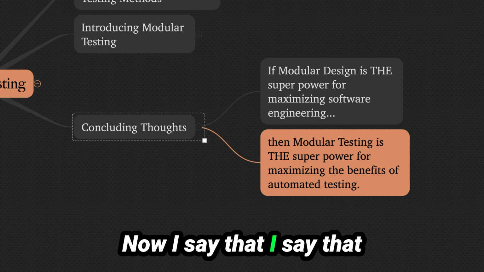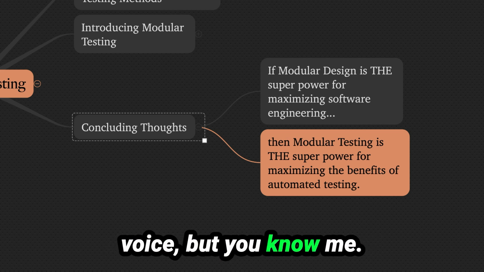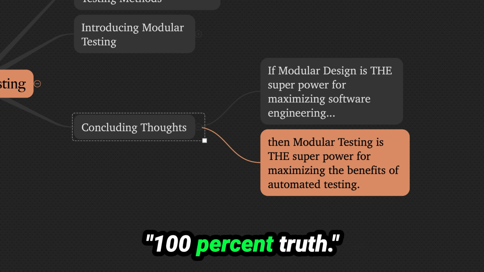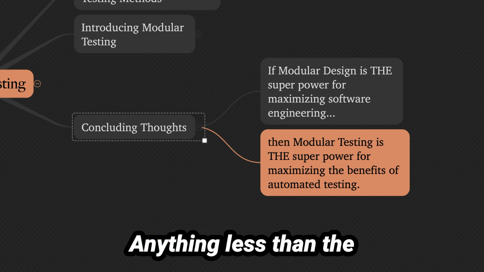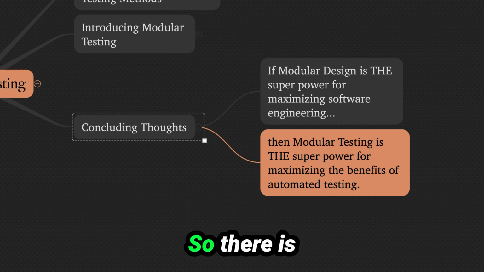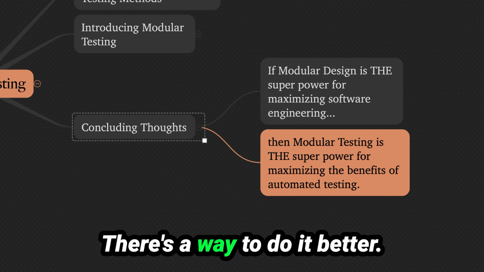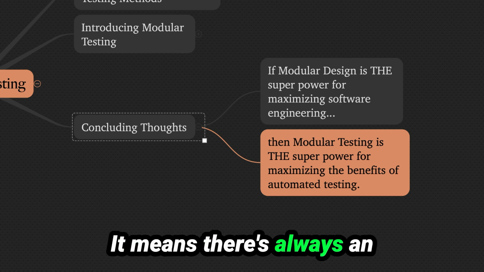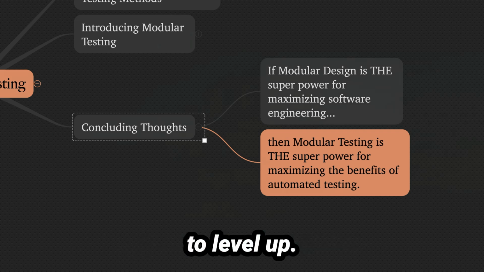Now, I say that with a strong and confident voice, but you know me, I don't believe there's anything as 100% truth. There's exactly one 100% truth, and that is the entirety of the universe. Anything less than the entirety of the universe is necessarily not 100% truth. So there is something I missed. There's a way to do it better. There's something I don't fully understand, and that's great. It means there's always an opportunity to do better, always an opportunity to level up.